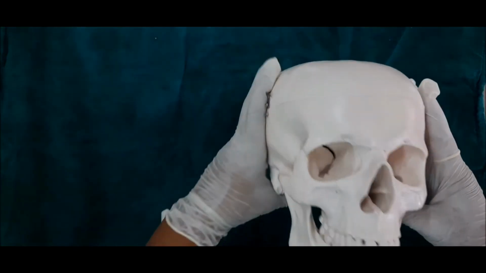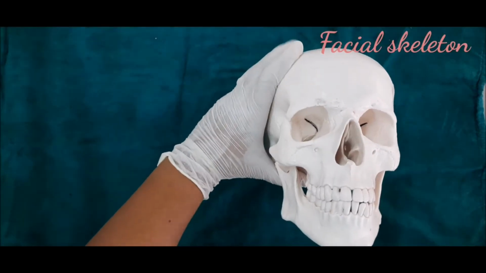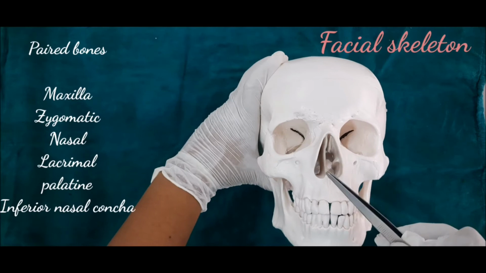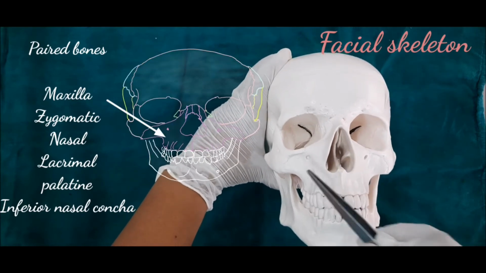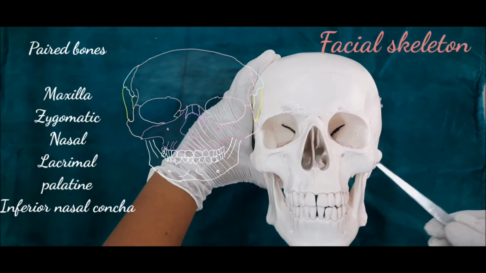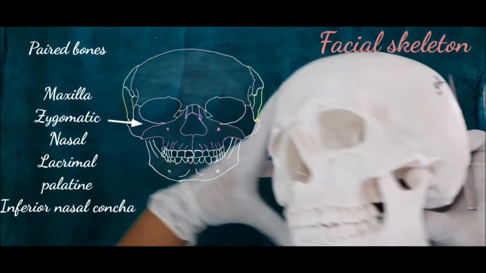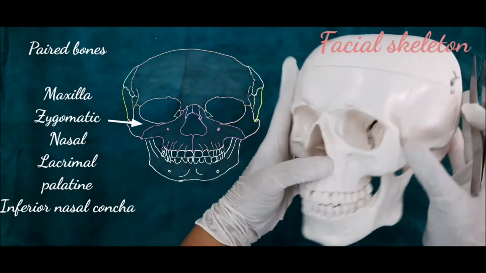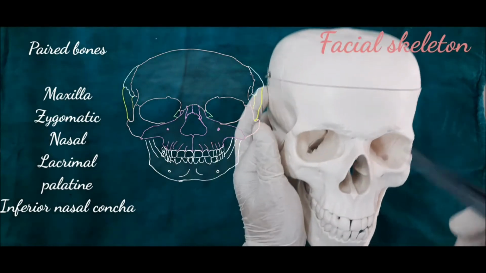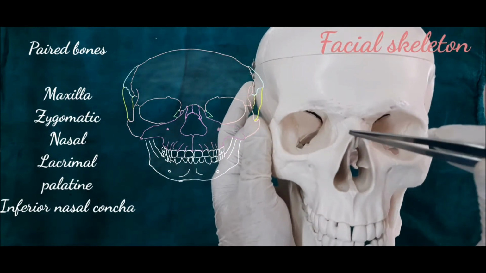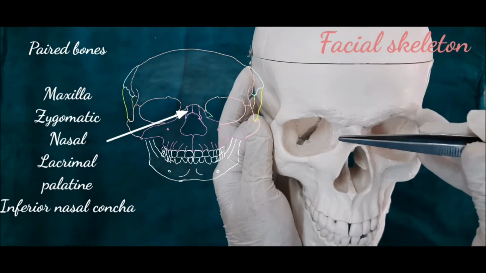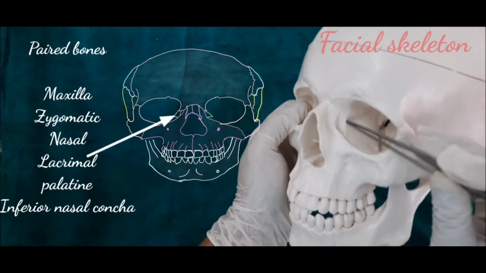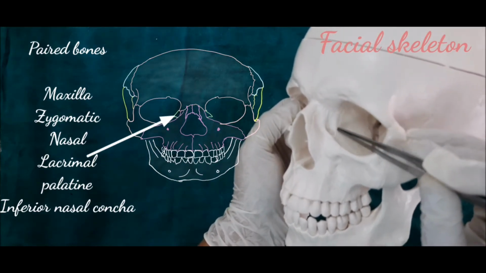Now the bones of the facial skeleton. There are a total of 6 paired bones. Here this one is the nasal aperture. On each side of the nasal aperture we can see the maxilla. Just lateral to the maxilla, the bone which forms the cheek, also known as the cheekbone, is the zygomatic bone. They are also paired. Then on the upper part of the nasal aperture, these two are the nasal bones. Then on the medial side of the orbit, we can see the small quadrilateral bone. This is the lacrimal bone.